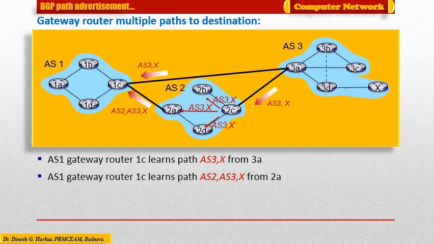But since gateway router 1C from autonomous system 1 has two paths to the destination, it has also received prefix X from 3A directly. It has received two paths there, one from 3A and one from 2A.